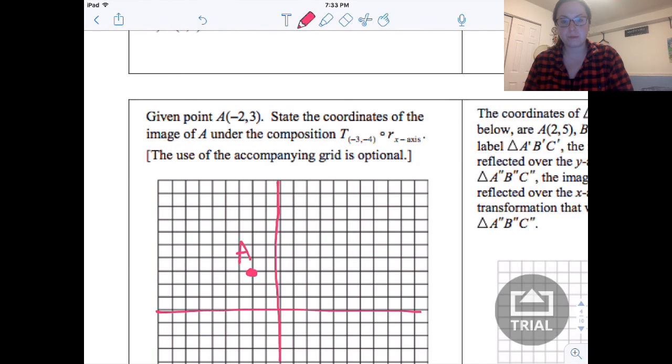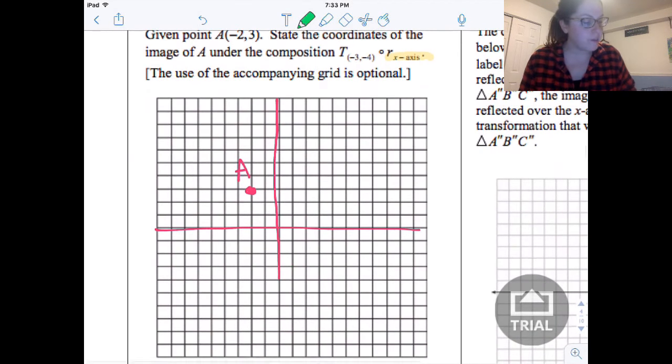Now, the first thing it's asking me to do here, and again, I would put this in words for you, would be this thing on the right. We read this from right to left. And that is to reflect over the x-axis. So if that's A, I'm going to reflect over the x-axis. Remember that x is horizontal. This point is 3 above the x-axis, 1, 2, 3. So I'm going to go 3 down to graph the image of that point. So A prime would be right here.